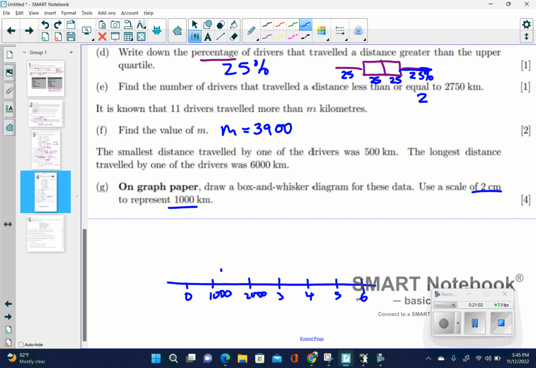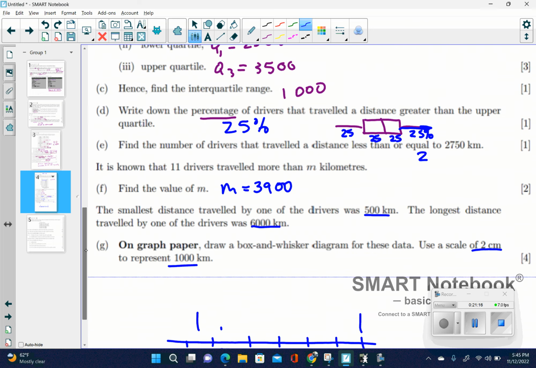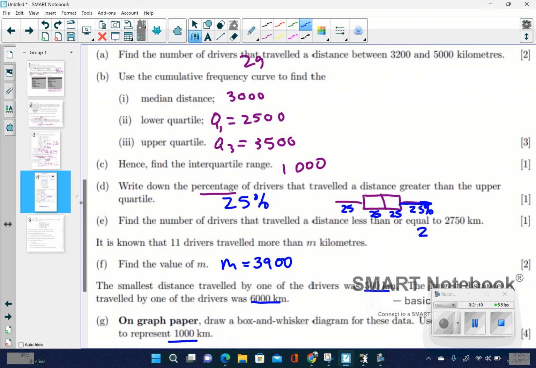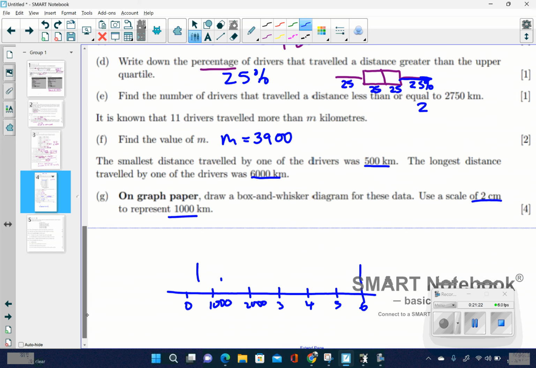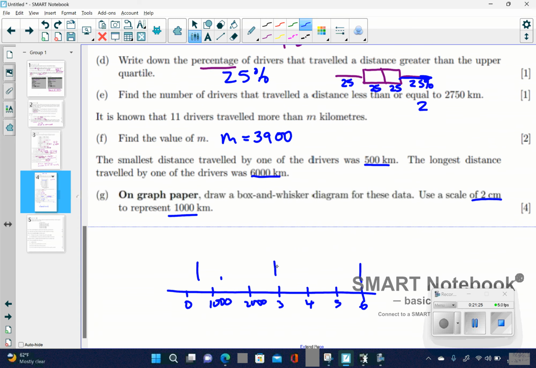Our largest number, it tells us, is 6,000, and our smallest number is 500. So we're going to go to 500, and we're going to put our whiskers. We're going to go to 6,000, and we're going to put our whiskers. And then we already found the rest over here. Our median is 3,000, which goes right here. Our Q1 was 2,500, so that's about right there. And our Q3 is 3,500, which is right in between. Then you connect the boxes, and that is ideally how you earn your 4 points.